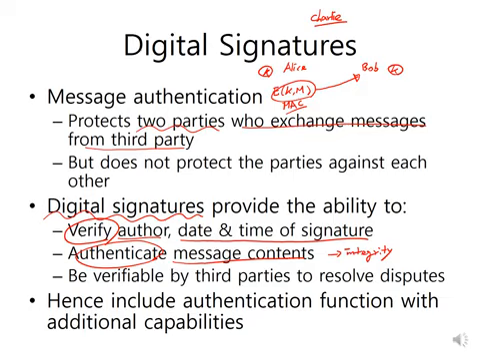And third, data signatures can be verified by any third party in the system, and so they can resolve any dispute. For example, if Alice performed some actions and at a later time denies them, such repudiation can be resolved by using data signatures, because data signatures can uniquely verify specific actions by specific users.